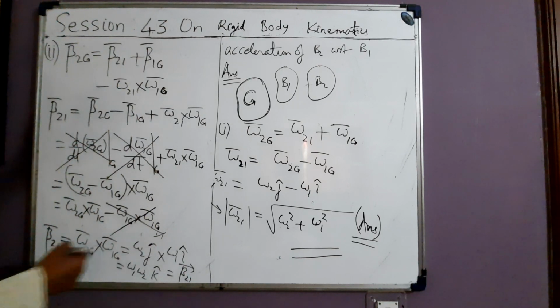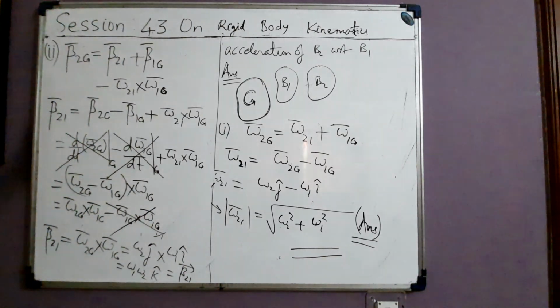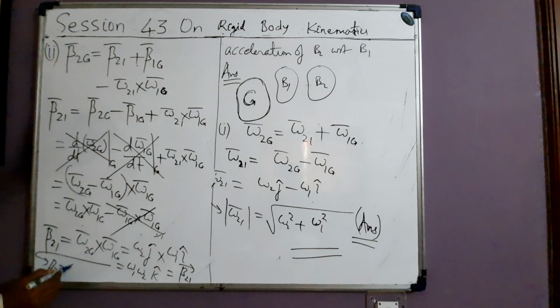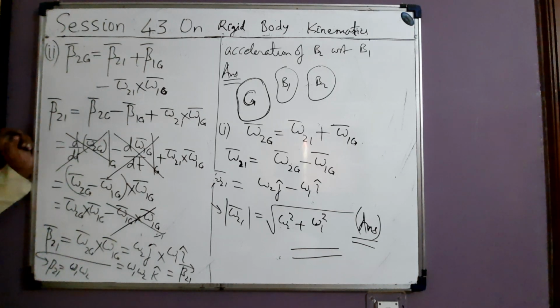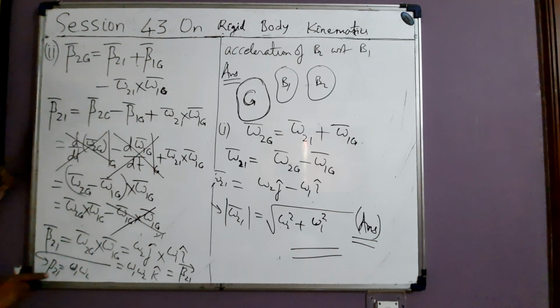Now I take the magnitude on both sides. If I take the magnitude on both sides, then beta 21 is just omega 1 omega 2, because k hat is a unit vector, its magnitude is 1. So the magnitude of the angular acceleration of body B2 with respect to body B1 is equal to omega 1 omega 2, and that is therefore the required answer to part 2 of the given question.